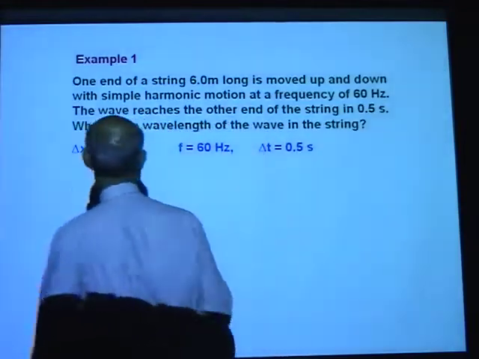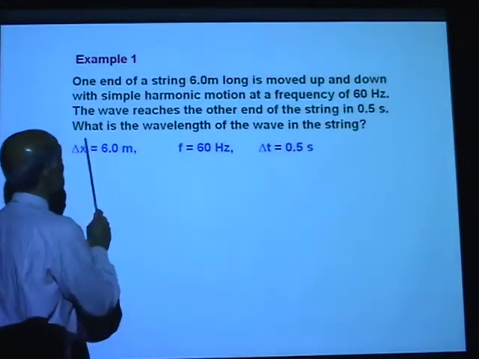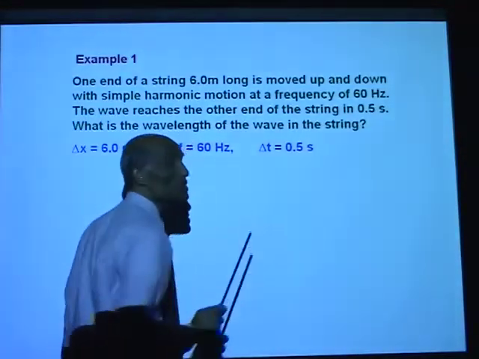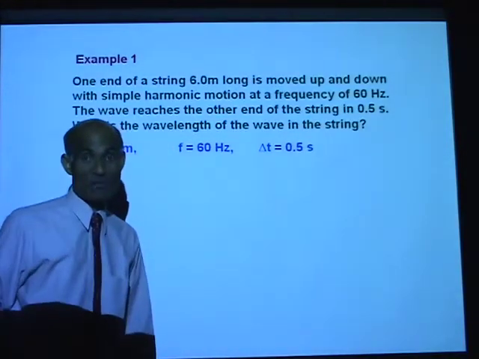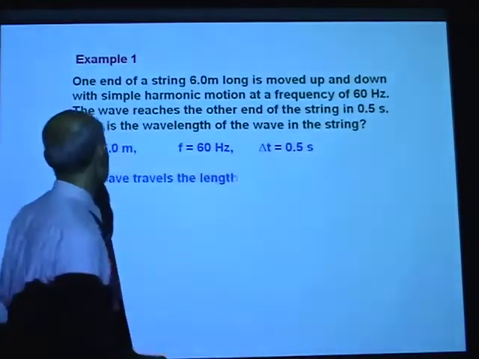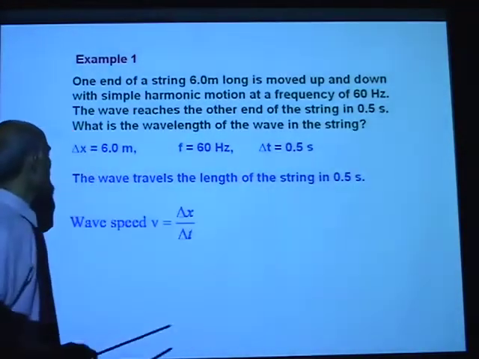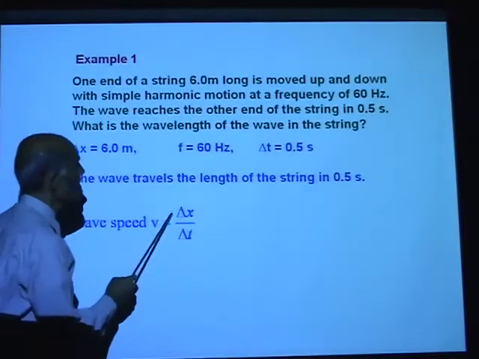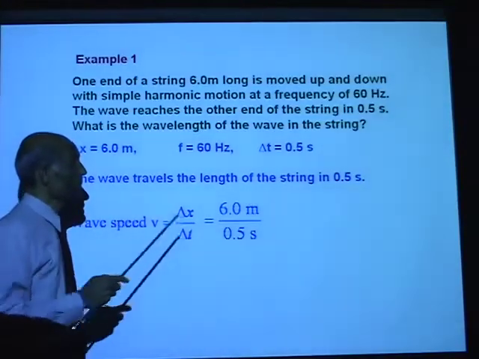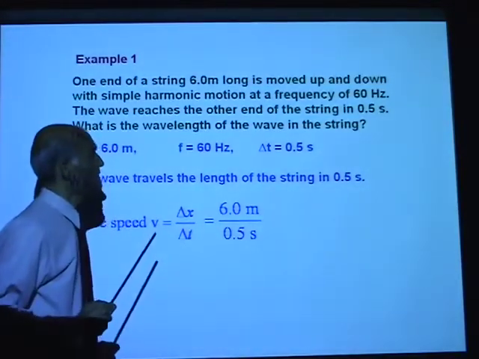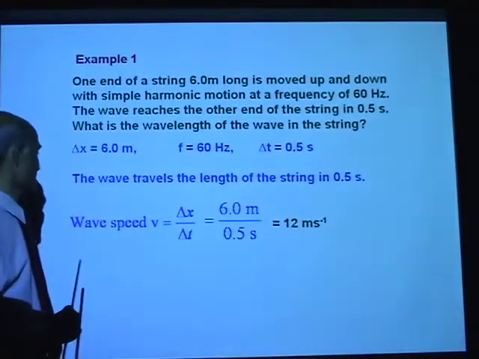Well, you know from your understanding of basic physics that delta x divided by delta t is the rate at which the distance is being covered. Is that right? And that is called speed. So the wave travels the length of the string in 0.5 seconds. So wave speed is delta x divided by delta t, distance divided by time. That will be 6 meters divided by 0.5 seconds. That is 12 meters per second.